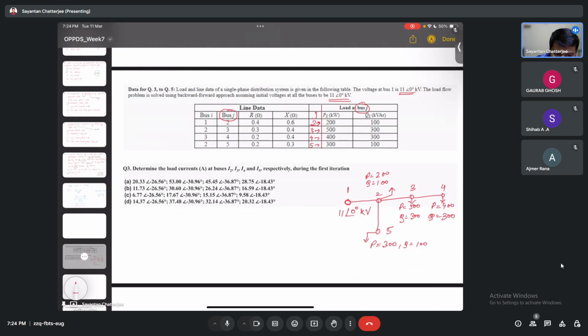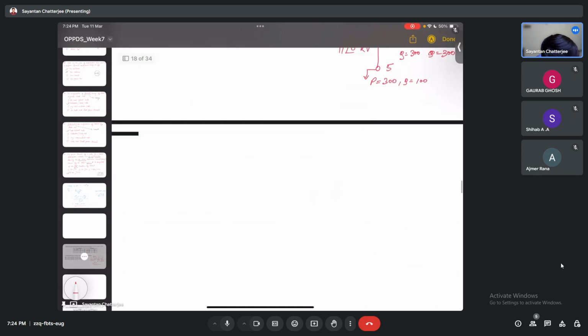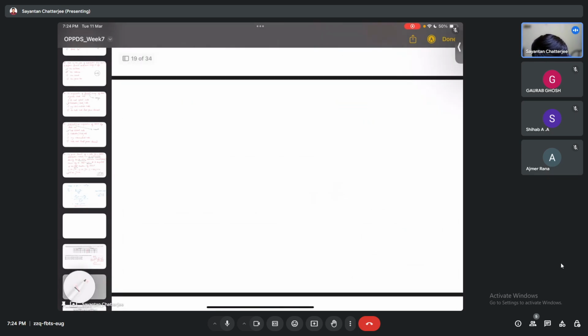Shall I start solving? Yes, sir. Okay. So we just need to use the same formula, right? Let's calculate for I2.